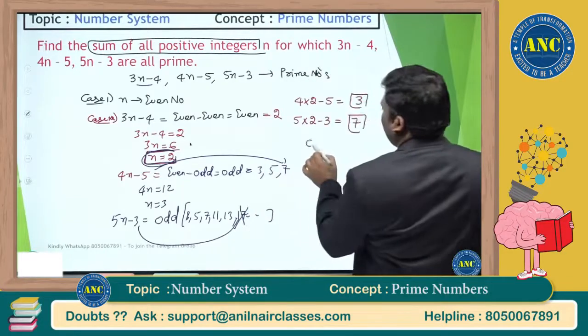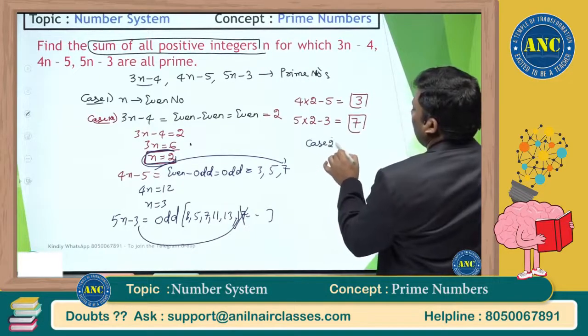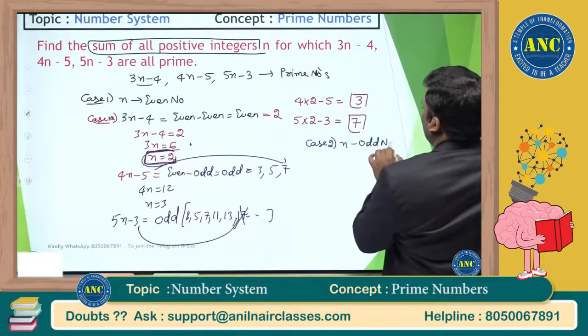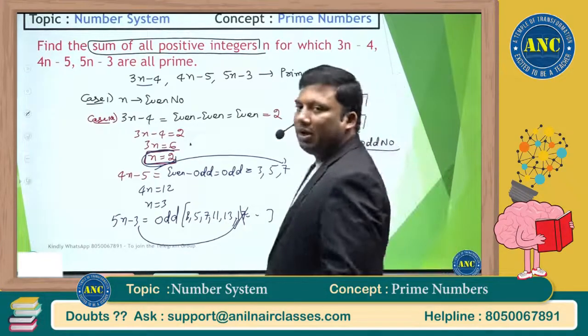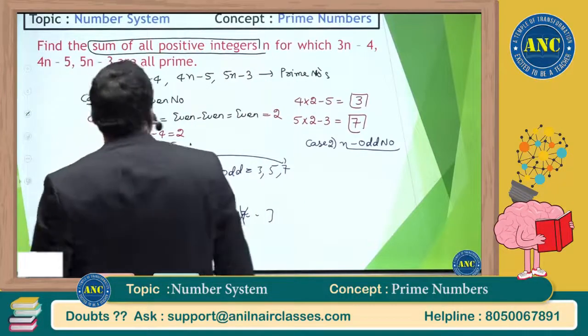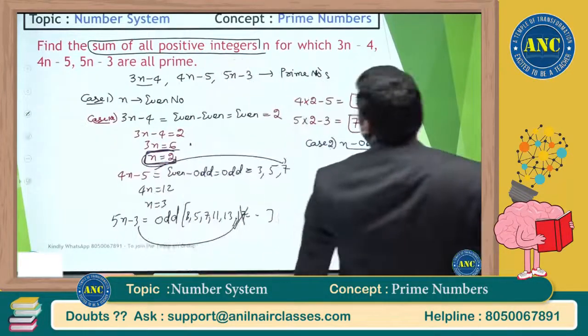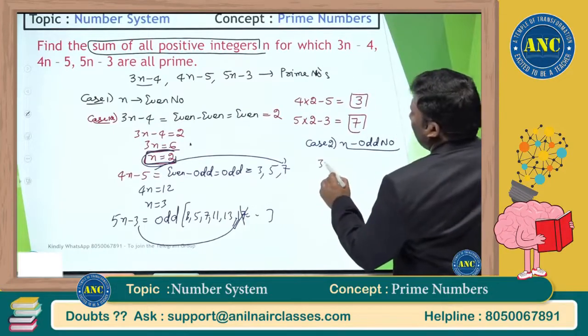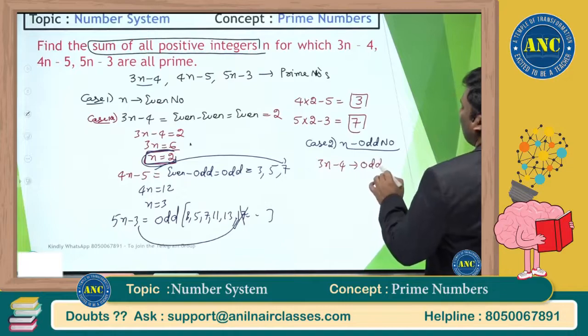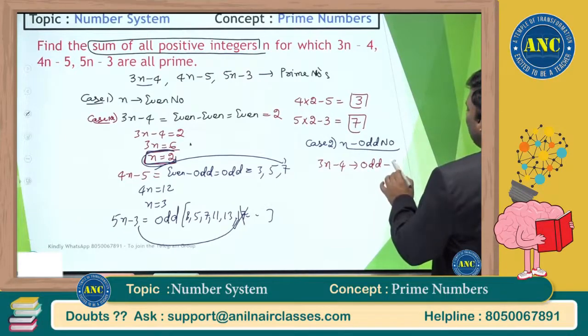Case number 2: n is an odd number. Two cases are possible because n is a positive integer: n can be even or n can be odd. If n is an odd number, 3n minus 4, odd times odd is odd, minus 4 is an odd number.